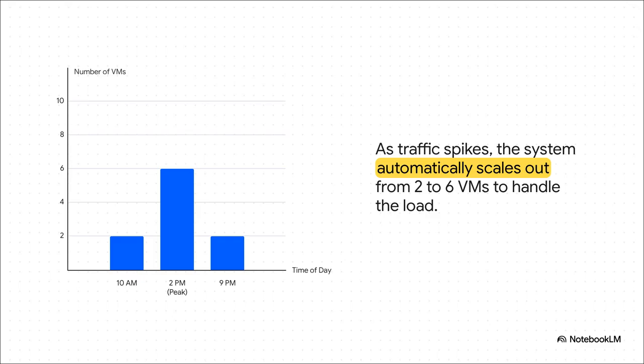So as you can see, when traffic spikes in the afternoon, the system just scales itself out from 2 VMs to 6 to handle the demand. Then, later that night when things quiet down, it automatically scales back in to save you money. It's a perfect hands-off solution.